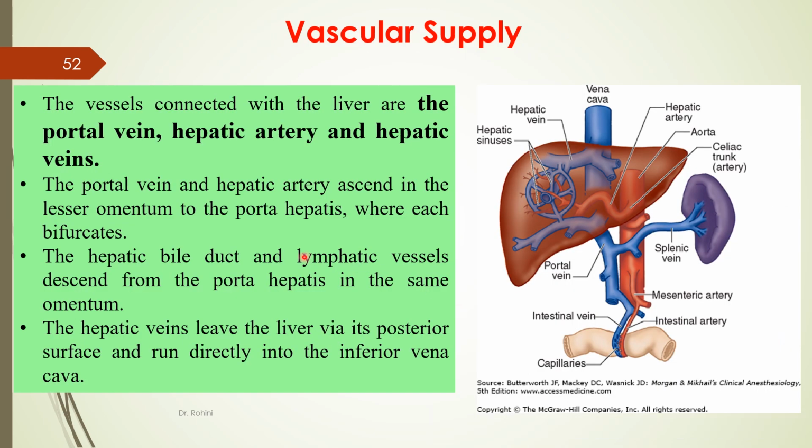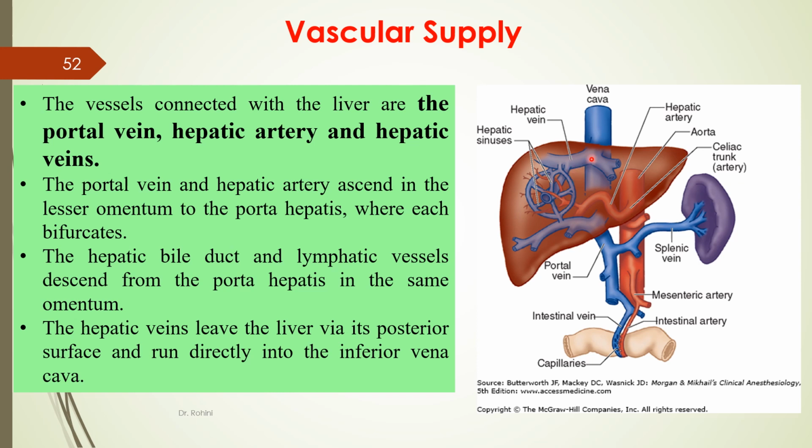Vascular supply. The vessels connected with the liver are the portal vein, hepatic artery and hepatic veins. The portal vein and hepatic artery ascend in the lesser omentum, as you all know, into the porta hepatis, where each bifurcates. The hepatic bile duct and lymphatic vessels descend from the porta hepatis in the same omentum and come out. So the portal vein enters, the artery enters, and the duct comes out. The hepatic veins are connected with the inferior vena cava.